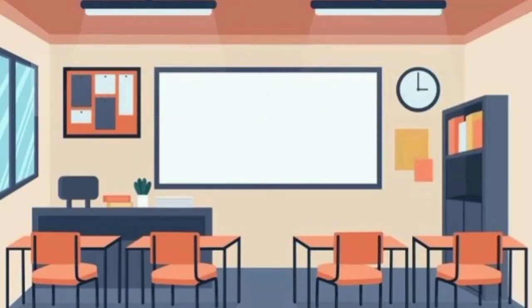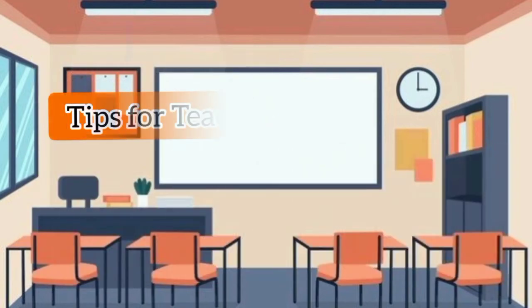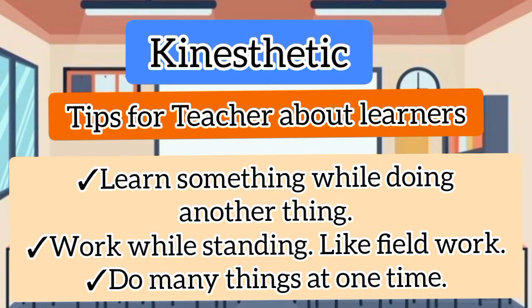The third one is the kinesthetic. This learner prefers a hands-on approach, prefers demonstrations of how to do something rather than explanations, and likes group work that is hands-on and minds-on. The tips are: learn something while doing another thing, like eating while studying, working while standing, doing field work, and doing many things at one time.